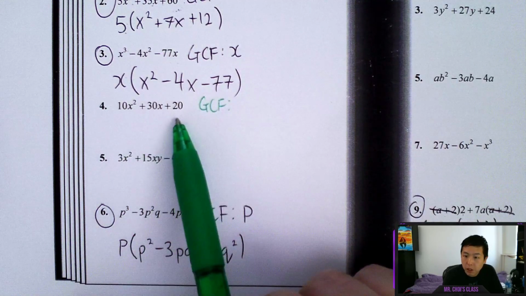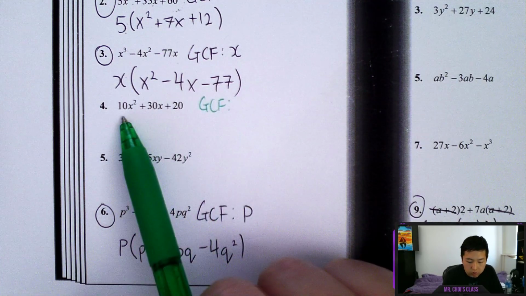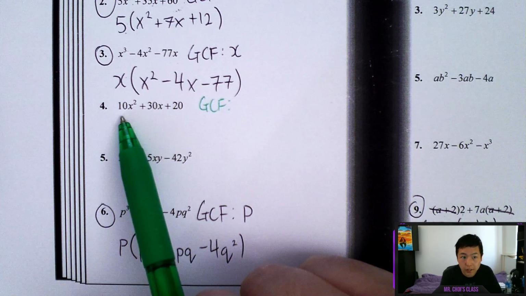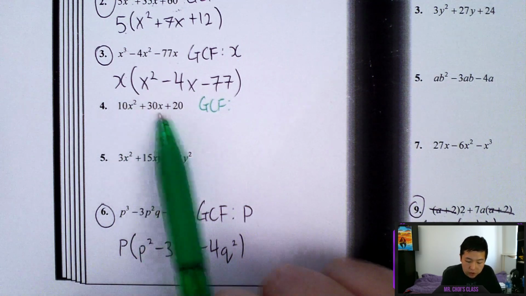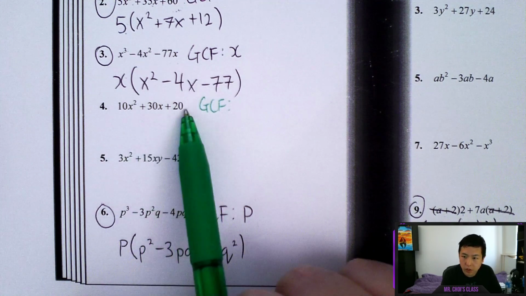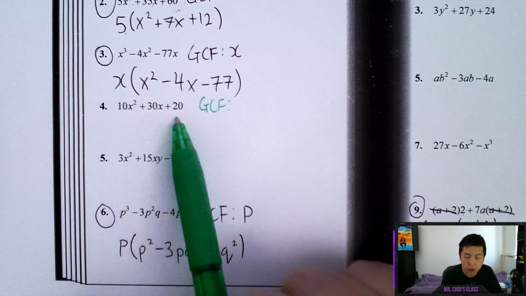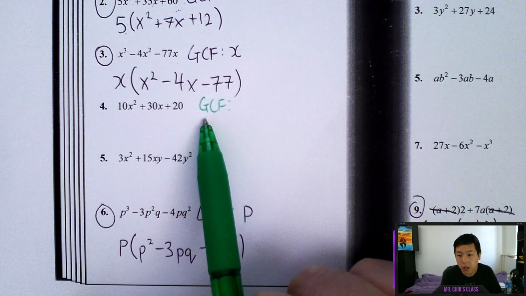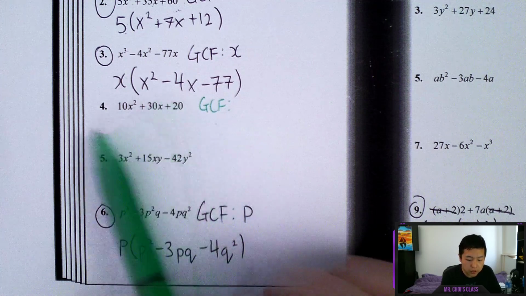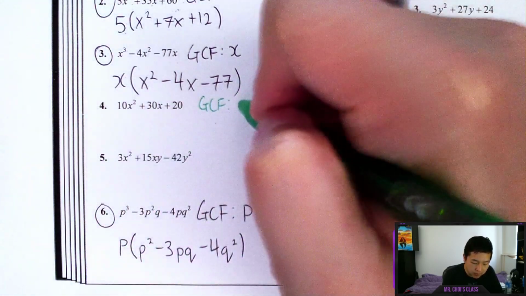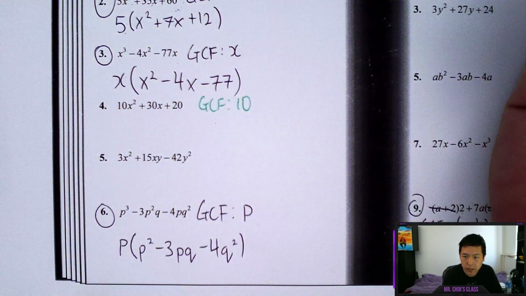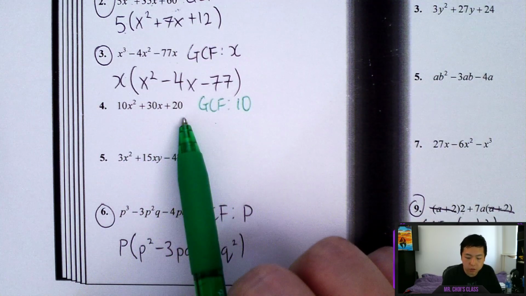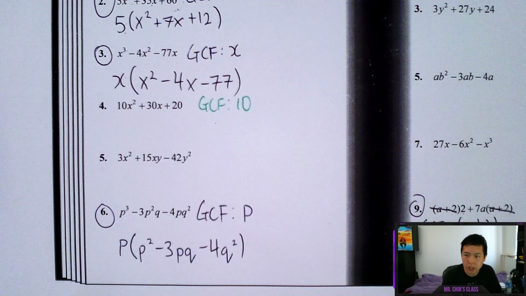Looking at the numbers, the smallest number is 10. And the factors of 10 are 1, 2, 5, and 10. Yes, all of these are divisible by 2. Yes, all of these are divisible by 5, but these are also all divisible by 10. And since we're looking for the greatest common factor, the largest one, we're going to say that 10 is the greatest common factor. For x, we check. This has x, this has x, this doesn't, which means x will not be part of the GCF.